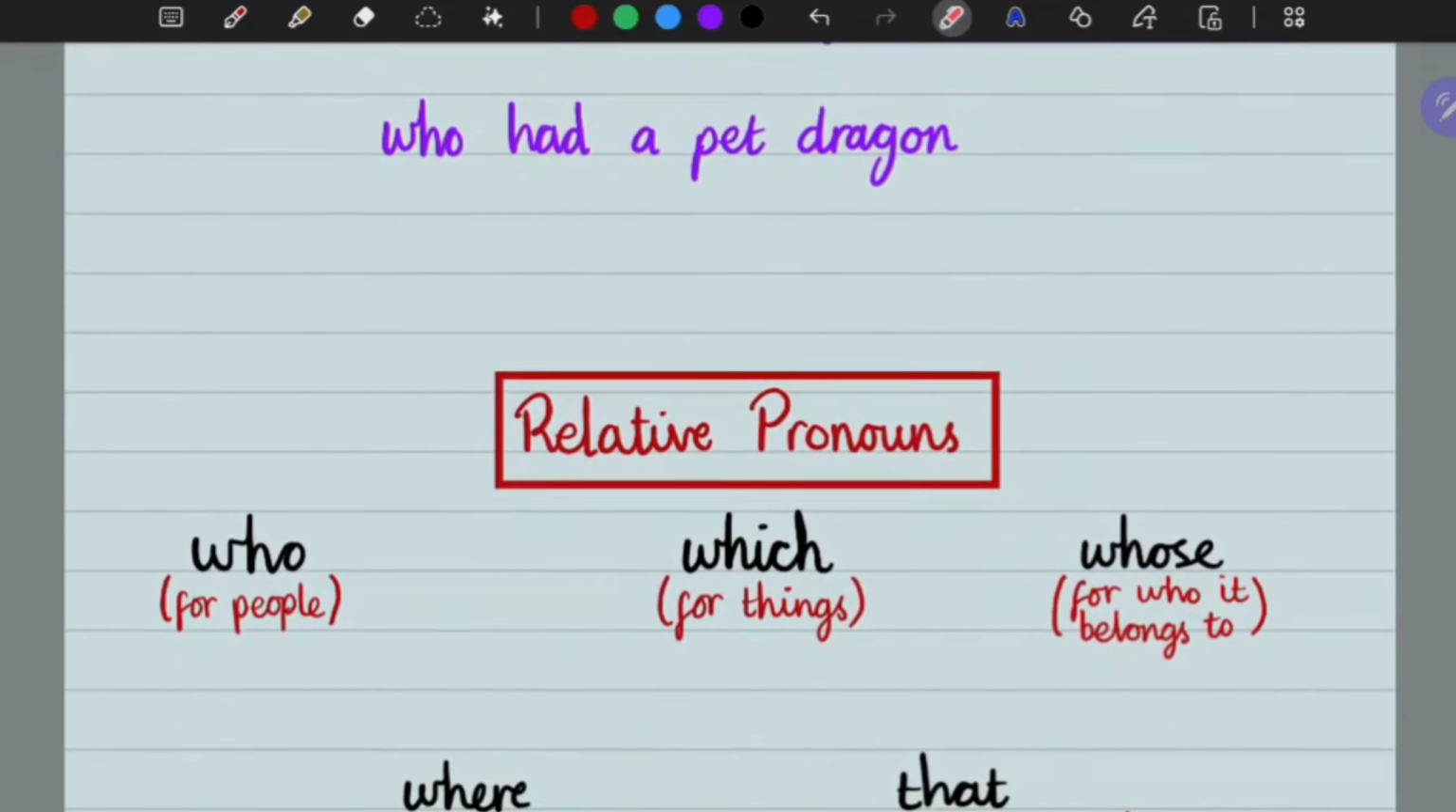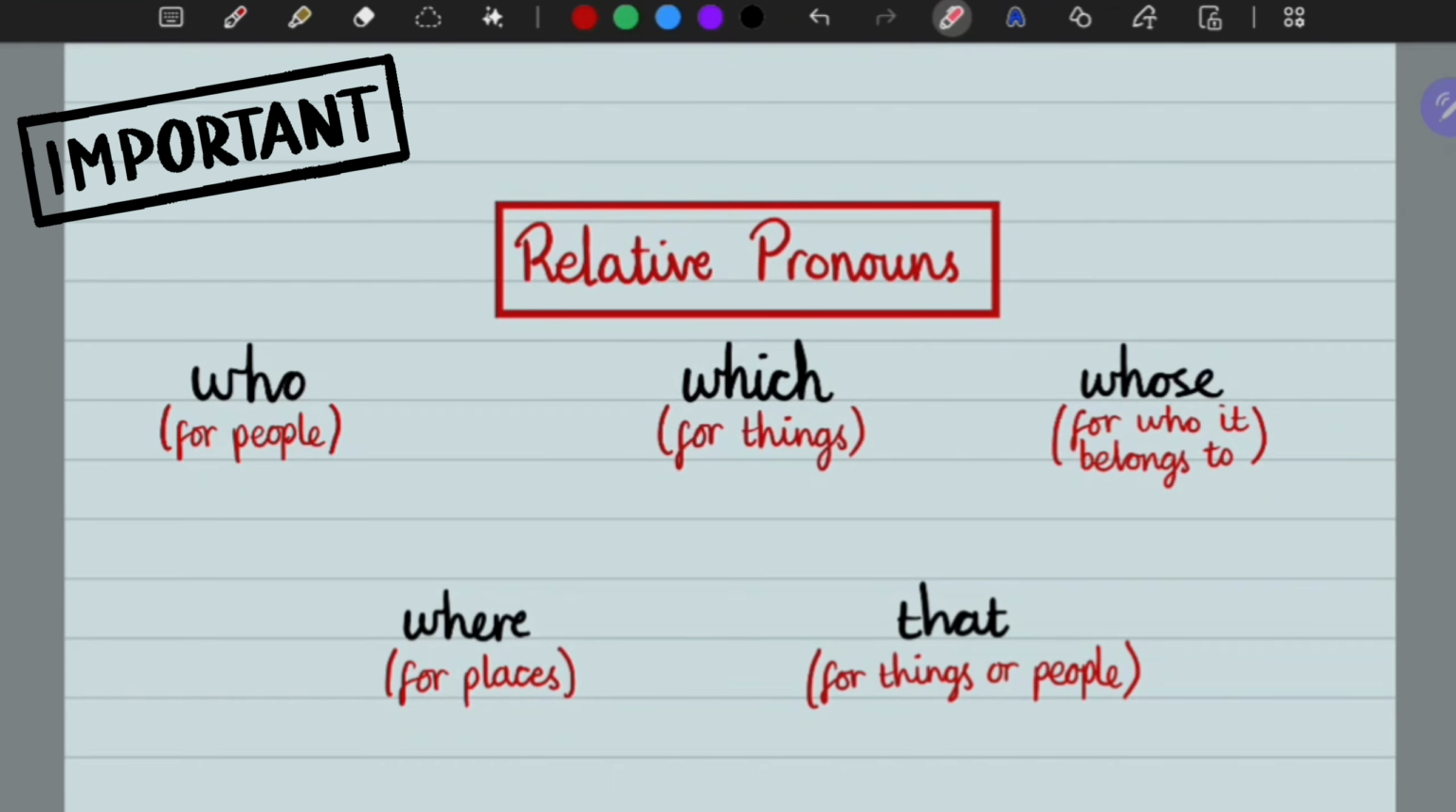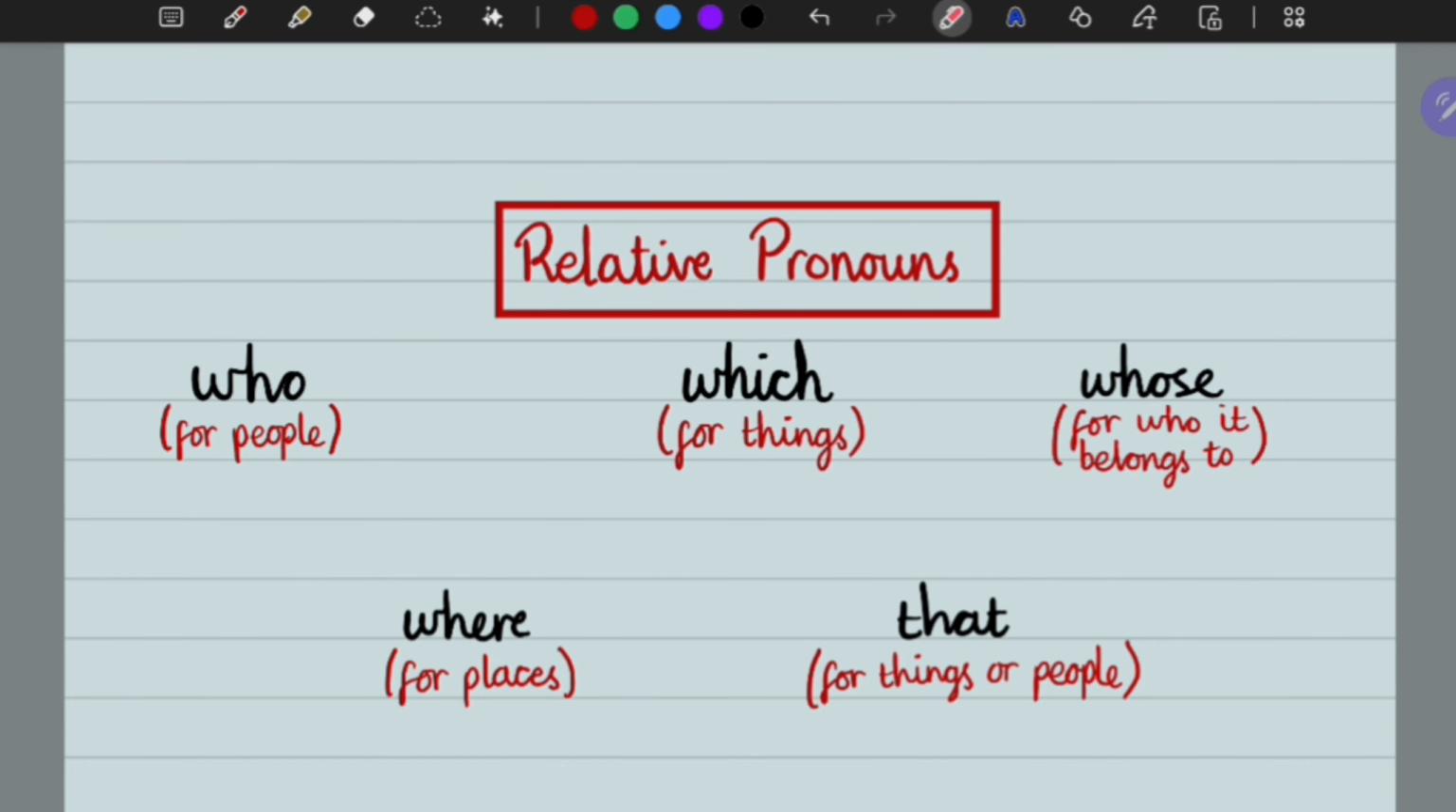So, like I said, a relative clause needs to start with a relative pronoun. They all have a different purpose. So we use who for people. If I'm talking about a person, if my noun is a person, I use who. If it is a thing, I use which. If it's something that belongs to someone, it's whose. If it's a place, I'm going to use where. And if it's a thing or a person, I could use that as well.